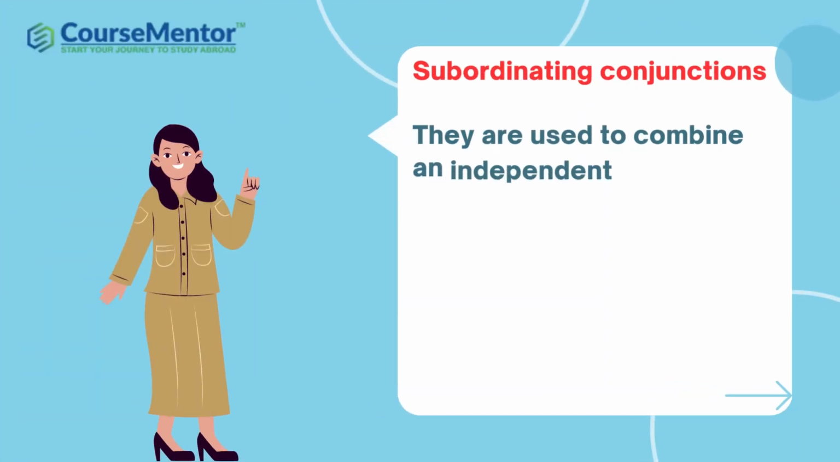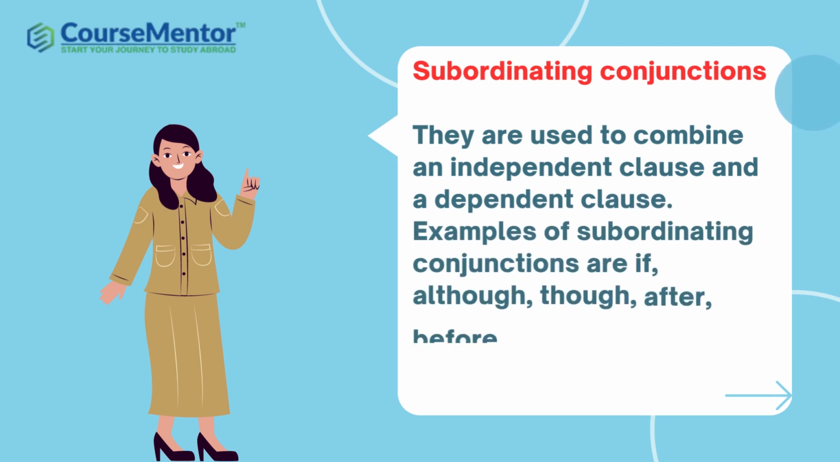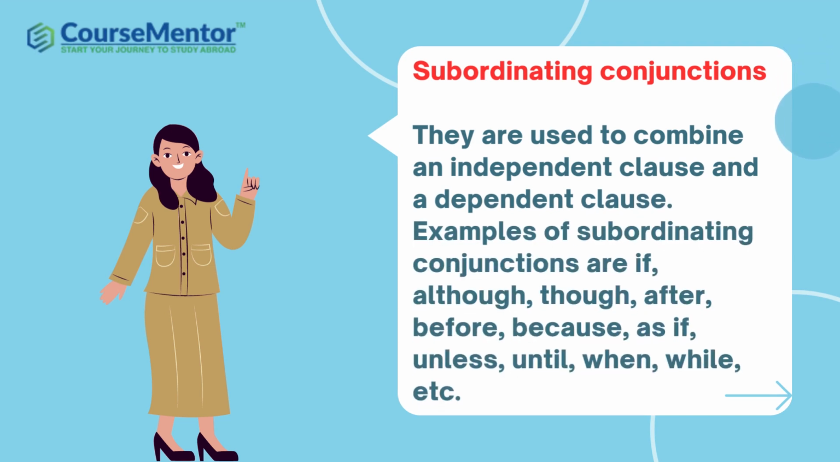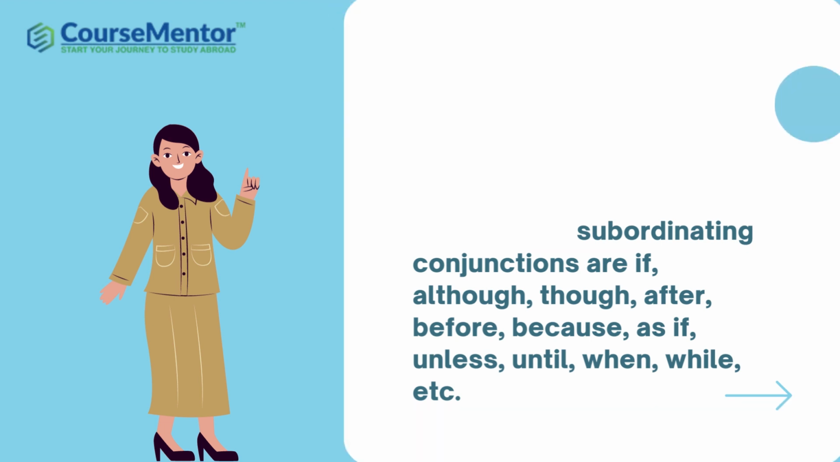Subordinating conjunctions. They are used to combine an independent clause and a dependent clause. Examples of subordinating conjunctions are if, although, though, after, before, because, as if, unless, until, when, while, etc.